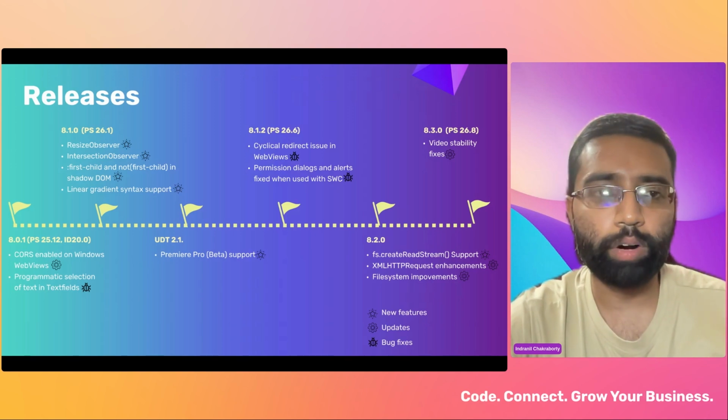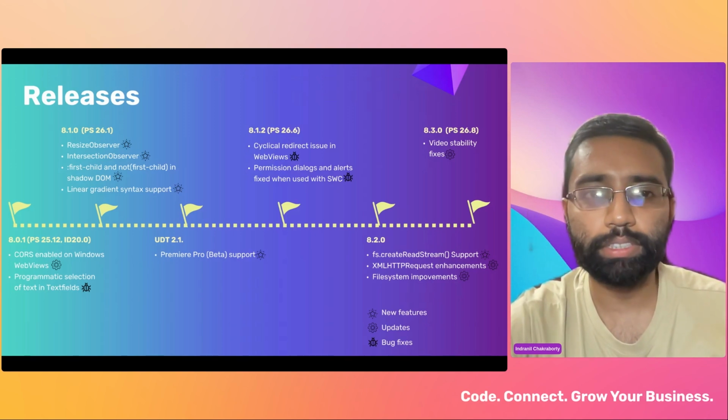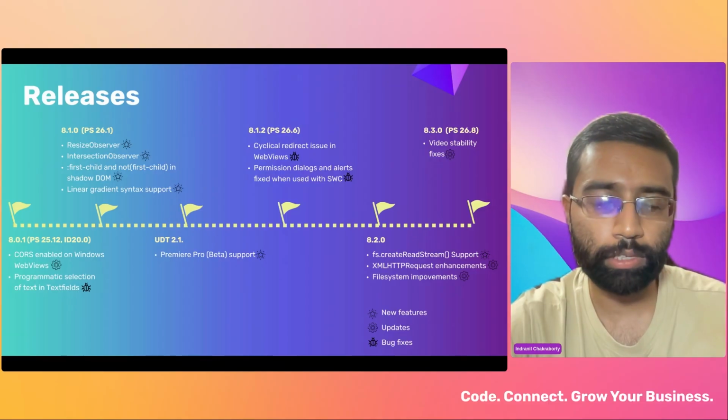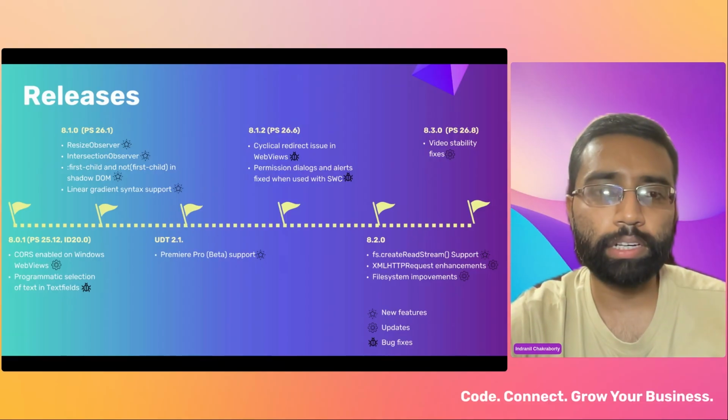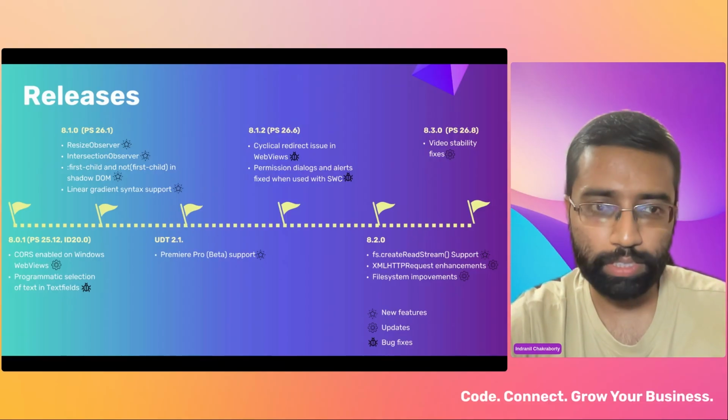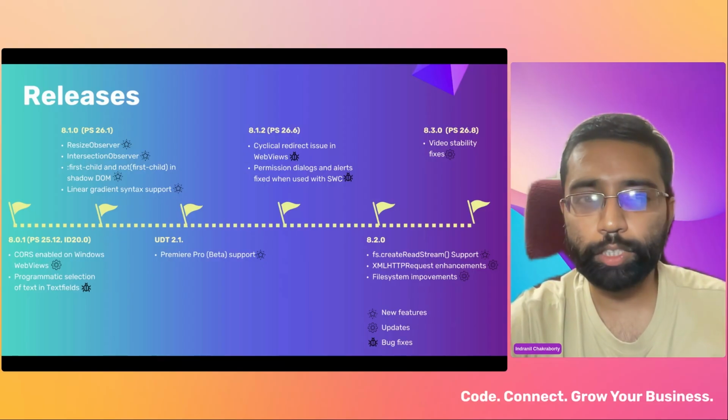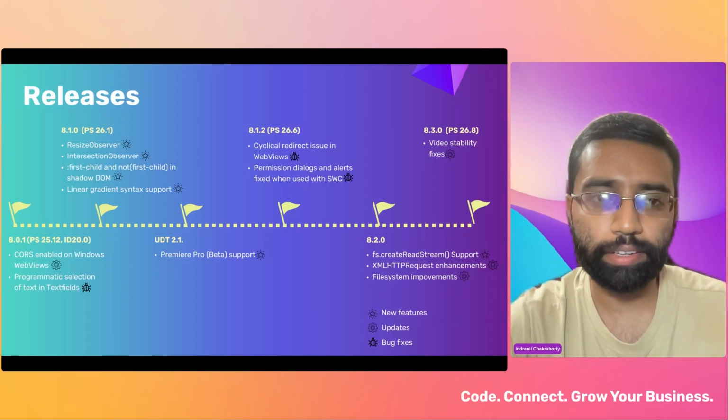Then we released 8.1.0. This had a lot of new features like resize observer, intersection observer, supporting first-child and not-first-child pseudo selectors within the shadow DOM. And we also expanded our support for linear gradient syntax.